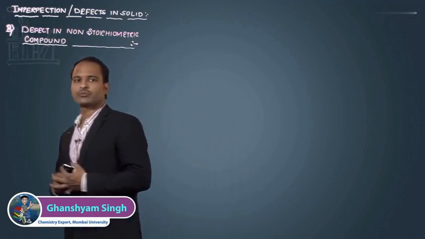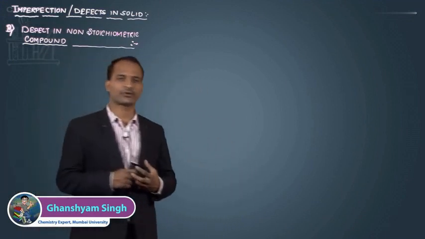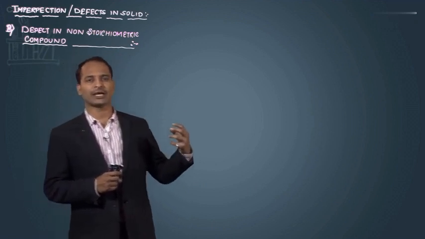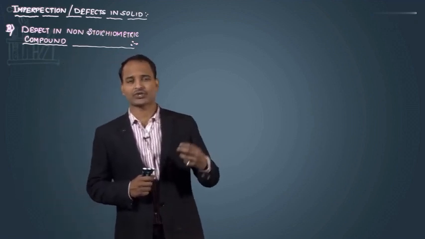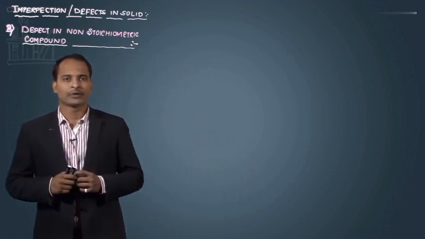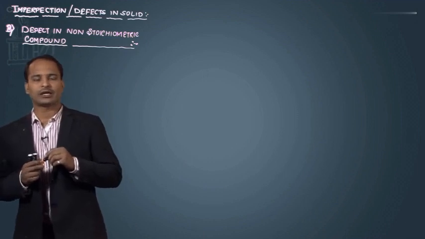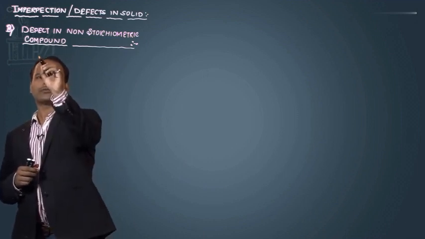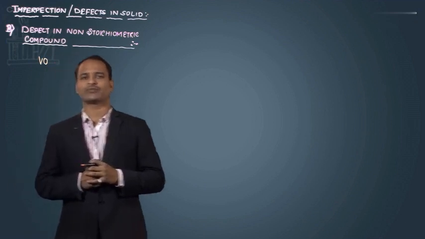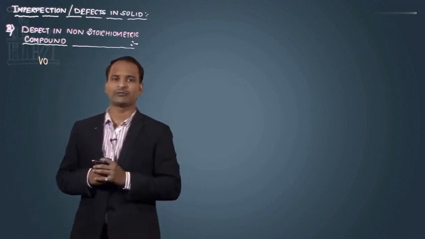The next type is the defects in non-stoichiometric compounds. Now, what is a non-stoichiometric compound? Simply, non-stoichiometric compounds are those compounds in which the ratio of the cation and anion differs from the actual ratio of the cation and anion in the chemical formula. For example, suppose I have vanadium oxide. The molecular formula is VO. That means the expected ratio of vanadium and oxygen is 1:1 by the chemical formula.